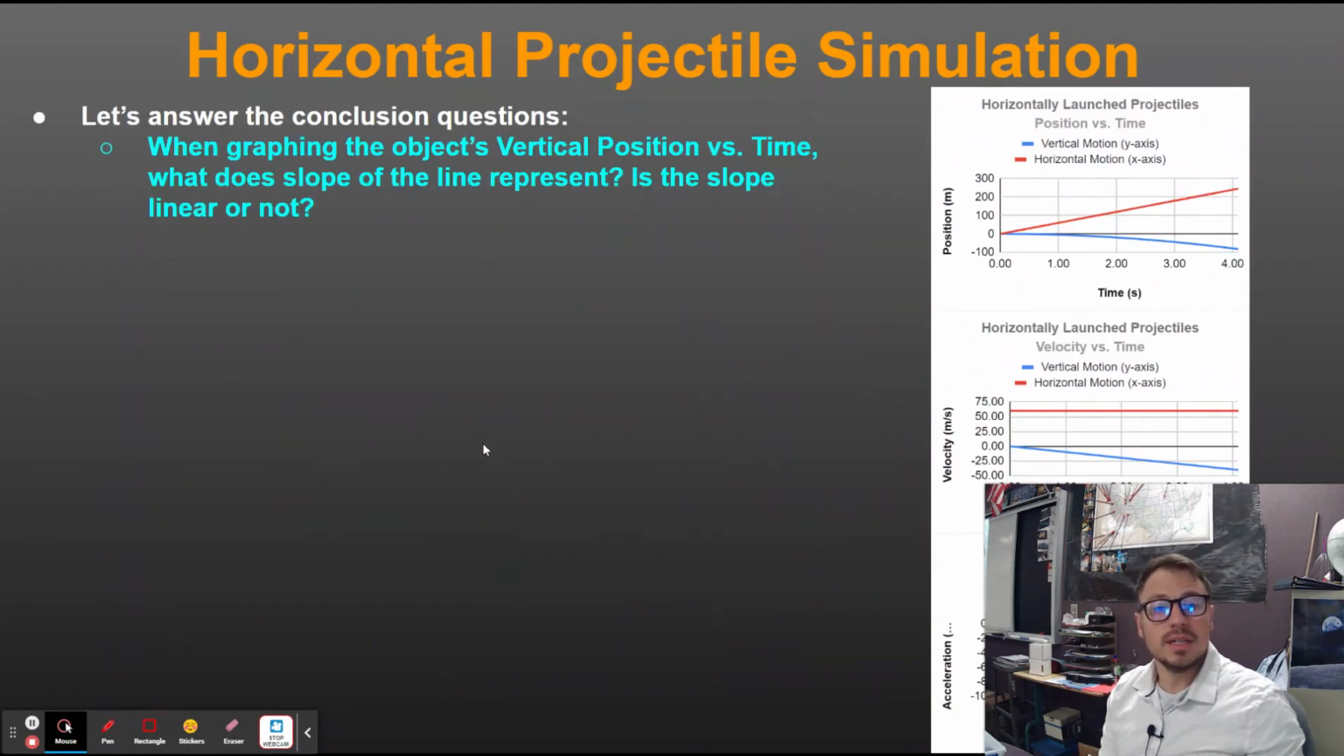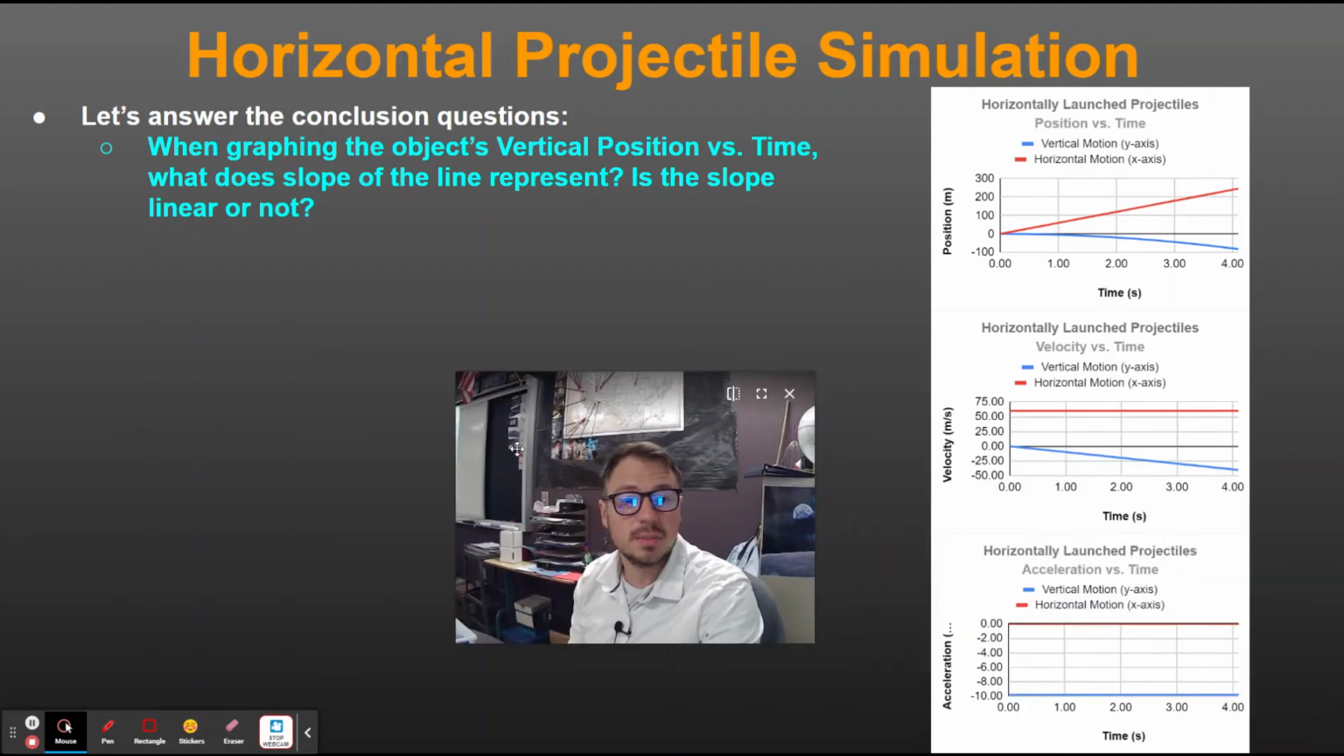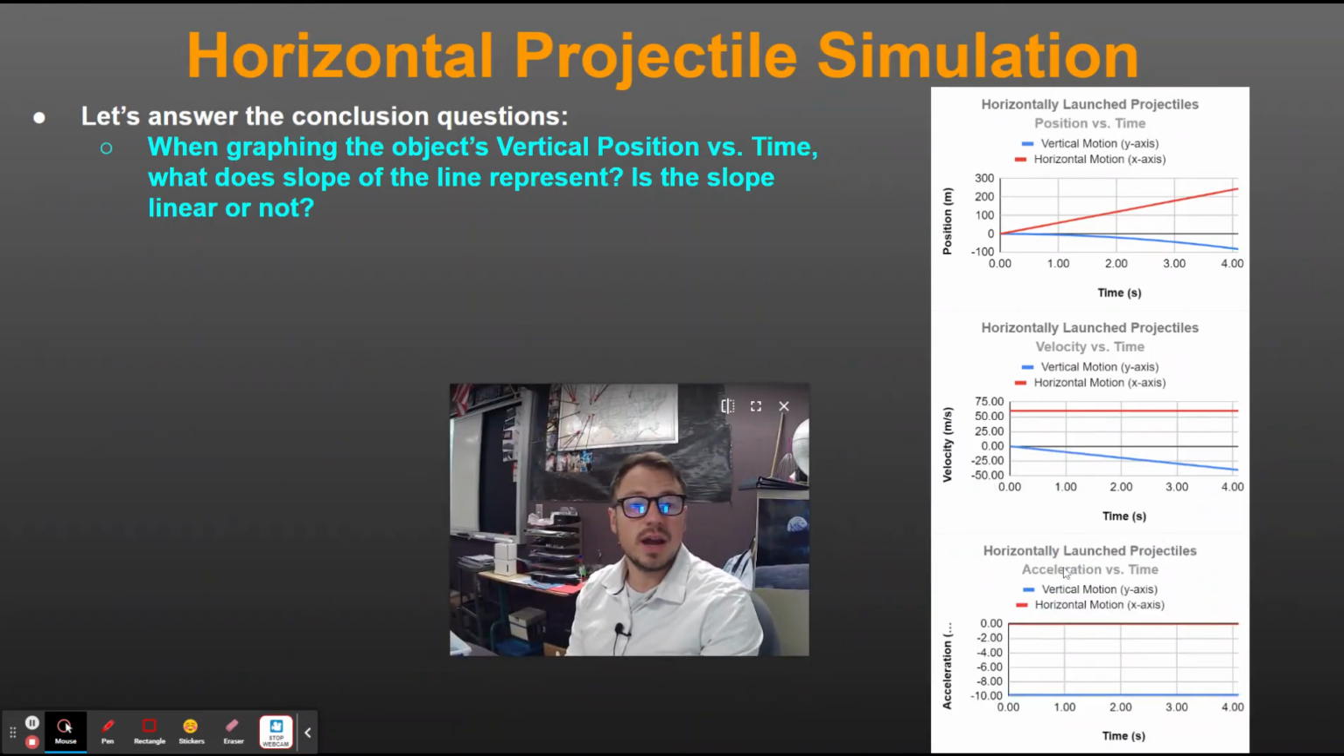So now what we did was we looked at the three conditions of motion graphed against time. So we have position versus time, velocity versus time, and acceleration versus time. Essentially, I'll just go over the first few, because the first few are the vertical motion, and then we're going to do horizontal motion. You can see it's divided up in these graphs. The vertical motion is blue, the horizontal motion is red. So let's look at the vertical motion.